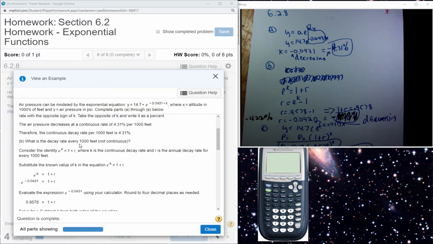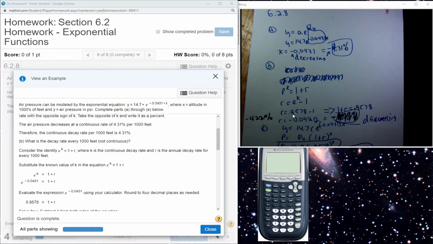Then they want the decay rate for every 1,000 feet, not continuous. They give you a hint here. So k is continuous, r is the annual decay per year, for every 1,000 feet. So we know that e to the k is equal to 1 plus r, and we know how to find e to the k. We can plug that into our calculators and find that to be 0.9578.